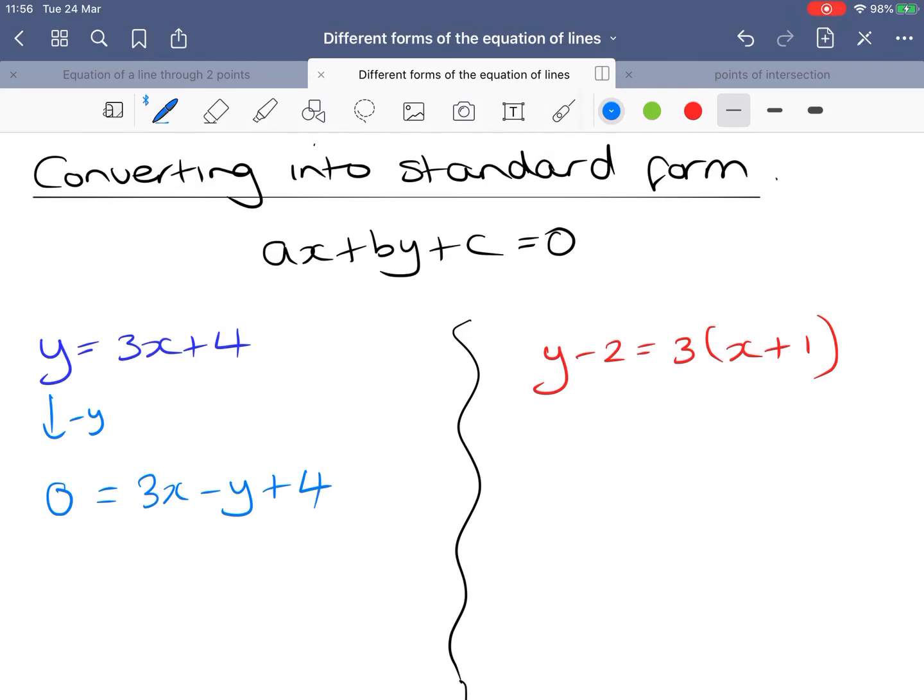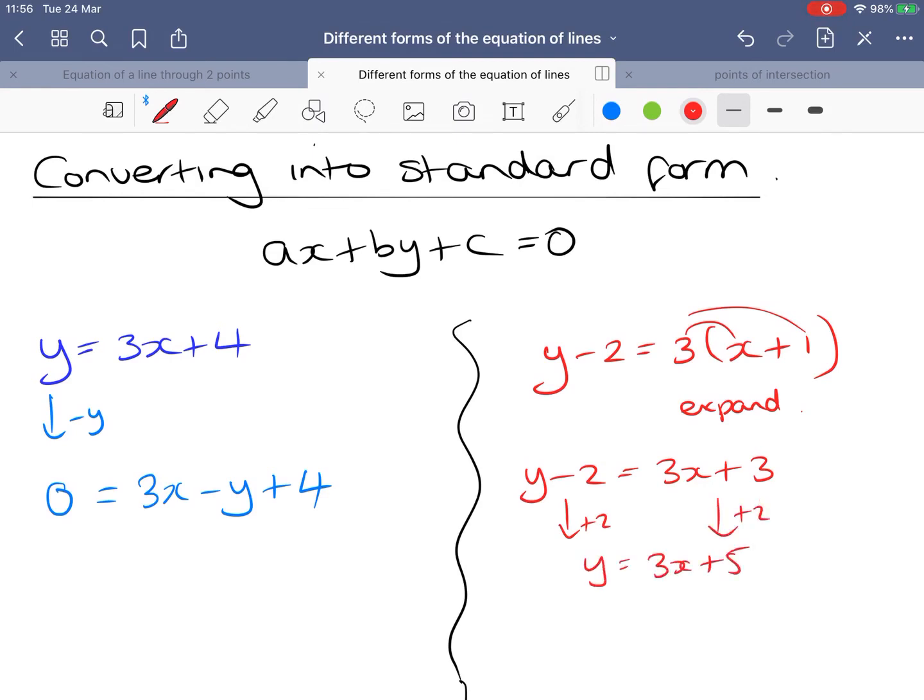Nice and simple. If you're doing the other side, you've got to expand the bracket first. It's usually the best thing to do. So you end up with y minus 2 equals 3x plus 3, because you've got to remember both parts. And then again, you've got to get all the terms onto one side of the equation. So personally, I'd probably add the 2, so I'd have y equals 3x plus 5, and then take away the y, and 0 equals 3x minus y plus 5.